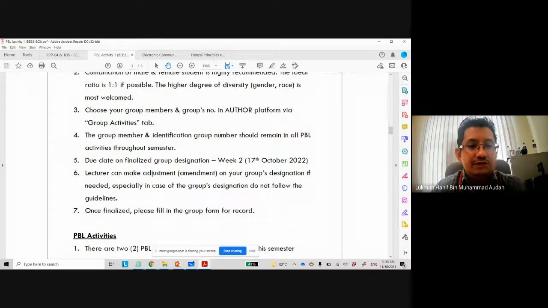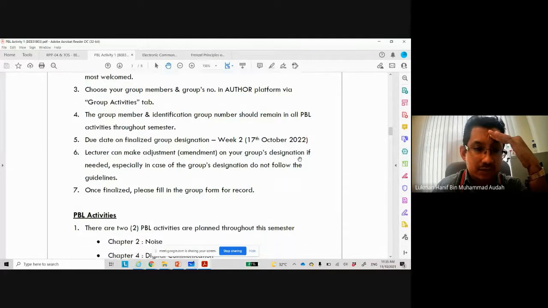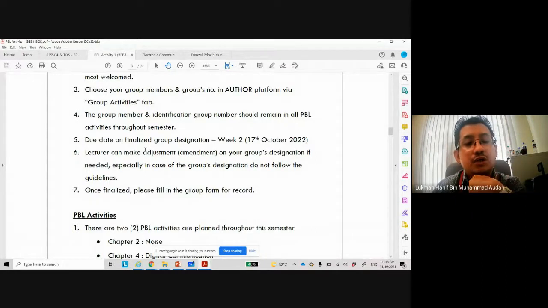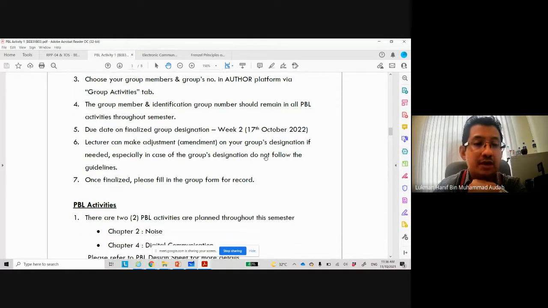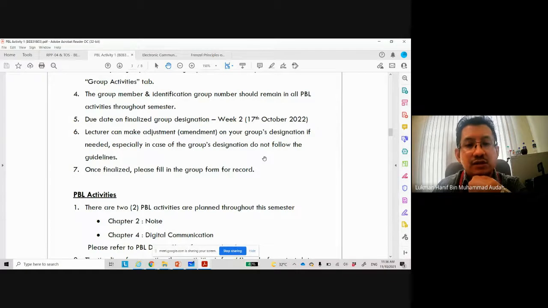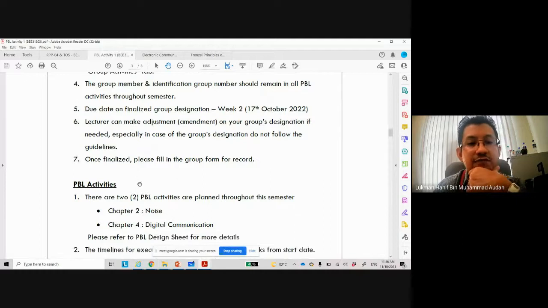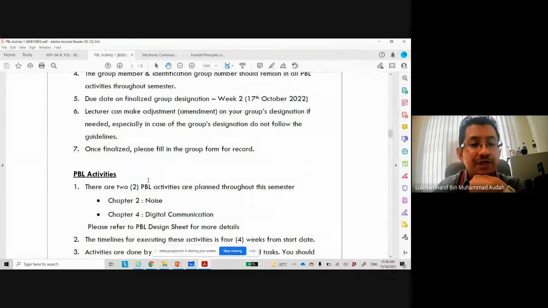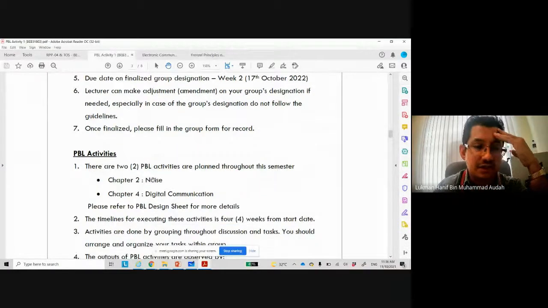So the due date on finalized group designation week 2, 17 October. Okay, so ni untuk group. So paling lambat kamu perlu settlekan group ini pada minggu yang kedua paling lambat. Okay. Lecturer can amend adjust group's designation if needed, especially in the case of group designation do not follow the guidelines. Once finalized, fill in the group form for the record. So kita ada sediakan group form, nanti saya akan tunjukkan.